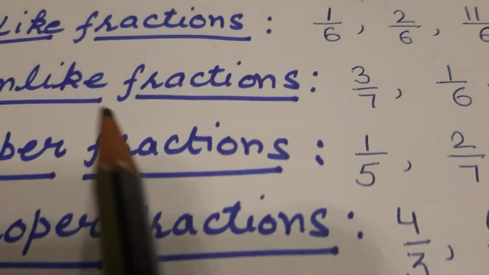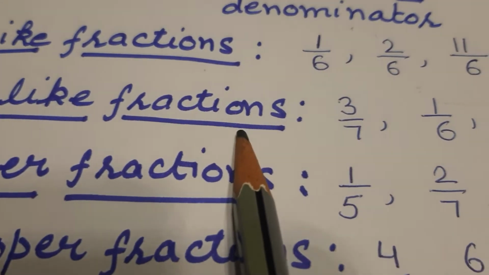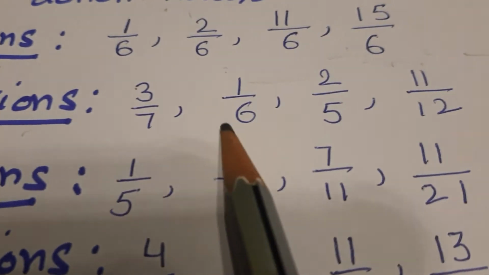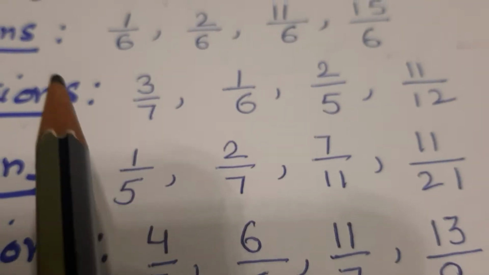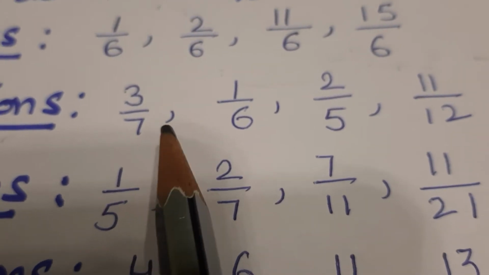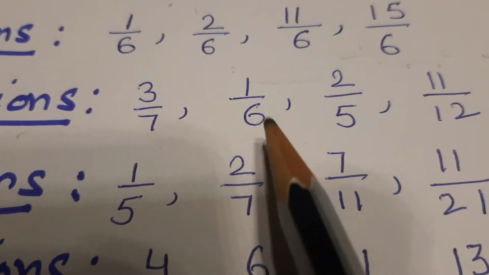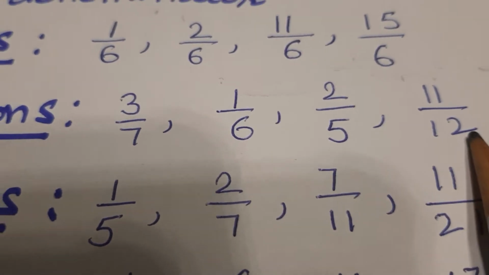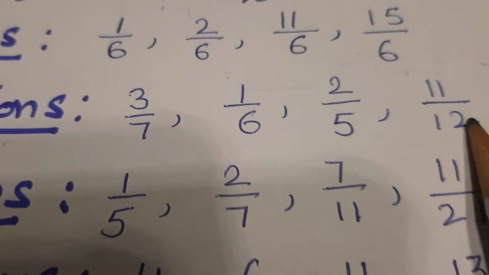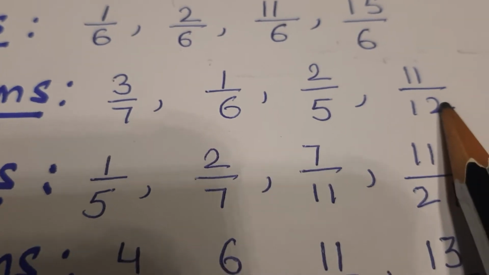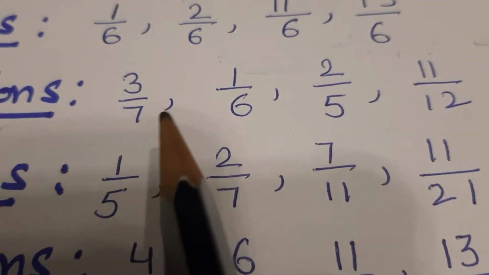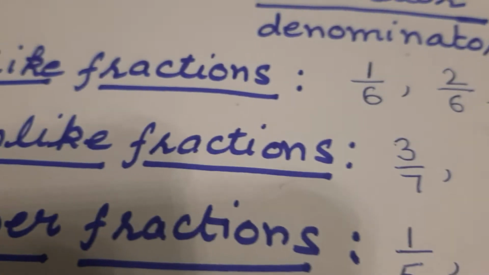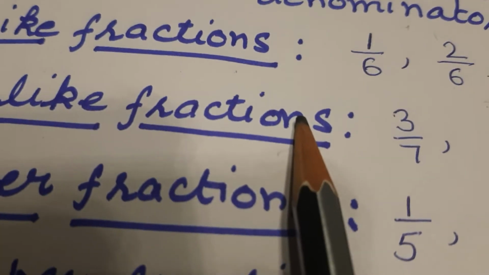Okay, next is unlike fractions. Now you look here. All these fractions have different numerators and different denominators. So when their numerators and denominators are different, those fractions are called unlike fractions.